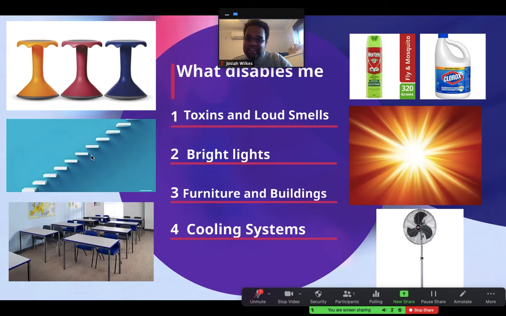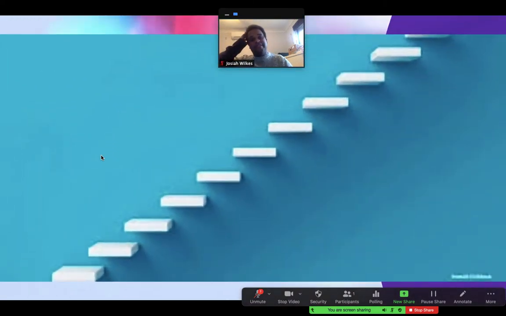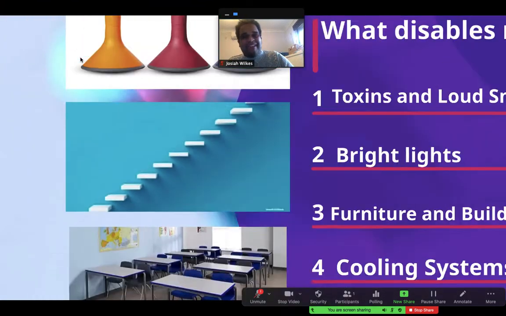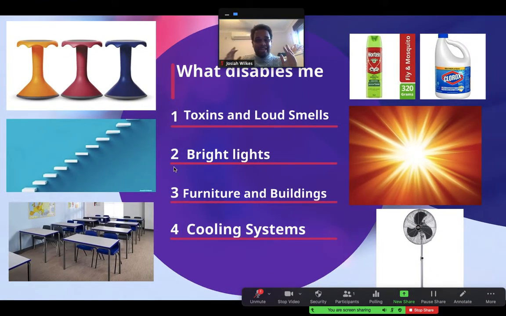And then finally, classrooms that have stairs. There are days where I'm like, if I have to climb one more stair, I swear, I'm done. And it can be really frustrating. I much prefer elevators and I much prefer ramps. And that is something that can disable me.